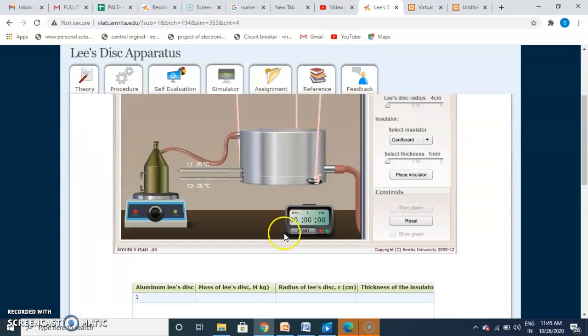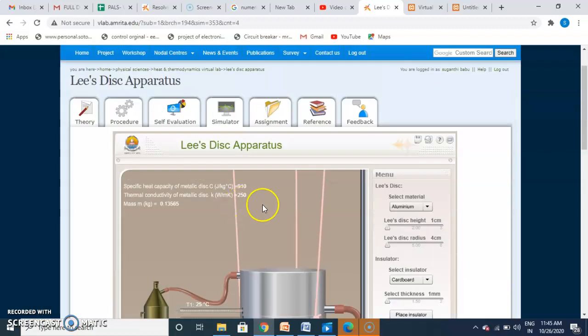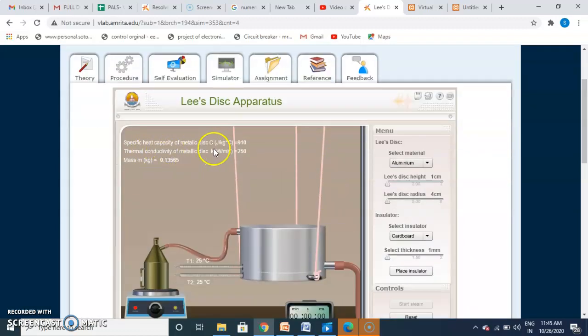So now you can see this one is the steam chamber, this one is the brass disc, this is also a Lees disc, and this one is thermometer T1, and thermometer T2. Here this one is the tube, so that the steam will pass from the steam generator to the steam chamber. This one is the steam generator. Now I'm going to click: the specific heat capacity of the metallic disc is 910, thermal conductivity of the metallic disc is 250, mass is 0.1.